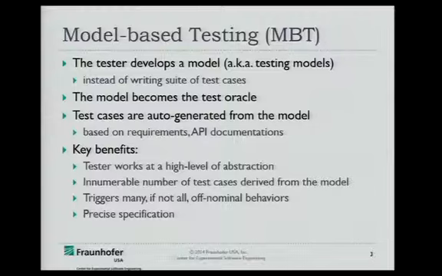What are the key benefits of model-based testing? Testers work at a higher level of abstraction, so programming level details are abstracted, and an innumerable number of test cases can be generated because it's a model. It's like a finite state machine in the end. We can trigger quite a lot of off-nominal scenarios. I don't claim we will be able to cover all the off-nominal scenarios, but quite a lot. And we get a precise specification of the behavior that the system should satisfy because of the modeling.